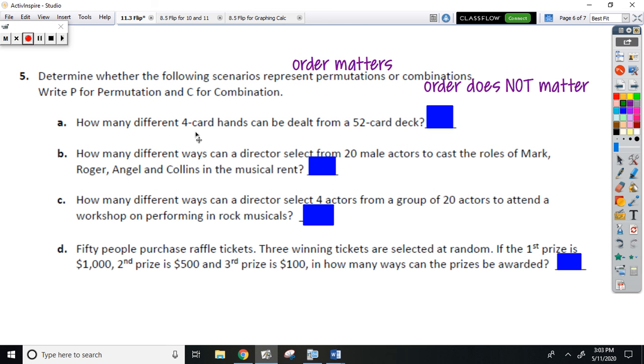How many different 4-card hands can be dealt from a 52-card deck? So again, if you're dealing 4-card hands, I give 1 card here, 1 card here. Then I give another card here, another card here, another card. Within here, it doesn't matter which order they got the cards. You're going to pick up all 4 of those together. And once they're in your hand, you can rearrange them however you want. So the order would not matter, making this a combination.